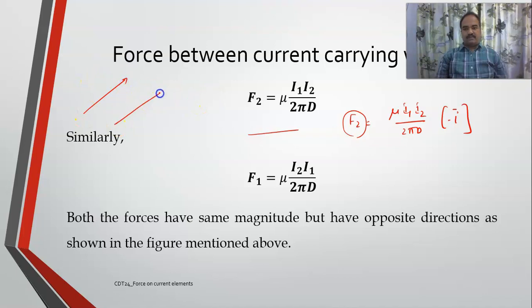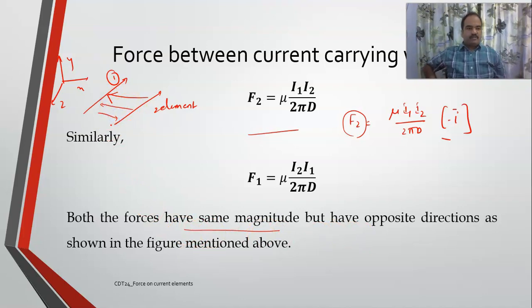See, I have already done this one, right? This is X, this is Y. So this is the force on this element. The force is in the minus I direction, which means it is being attracted. The second element F2 is being attracted towards the first element. Similarly, F1 you will also get attracted towards your second element. Both the forces have the same magnitude but opposite directions. F2 will be in this fashion, F1 will be in this fashion, which means they are attracted to each other. Now what happens if I reverse the direction of current in one element?